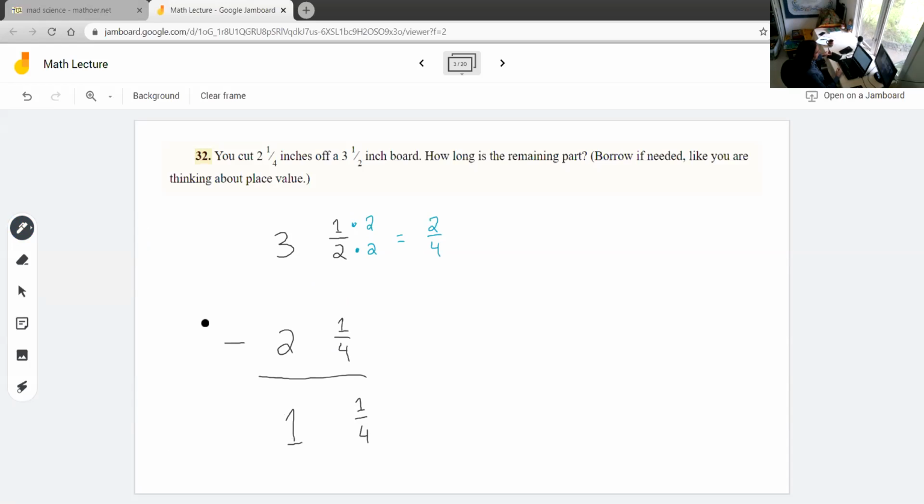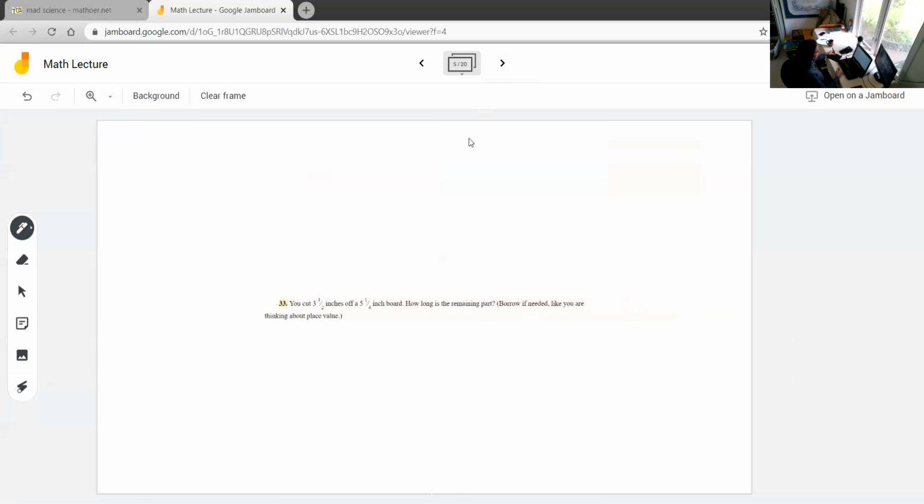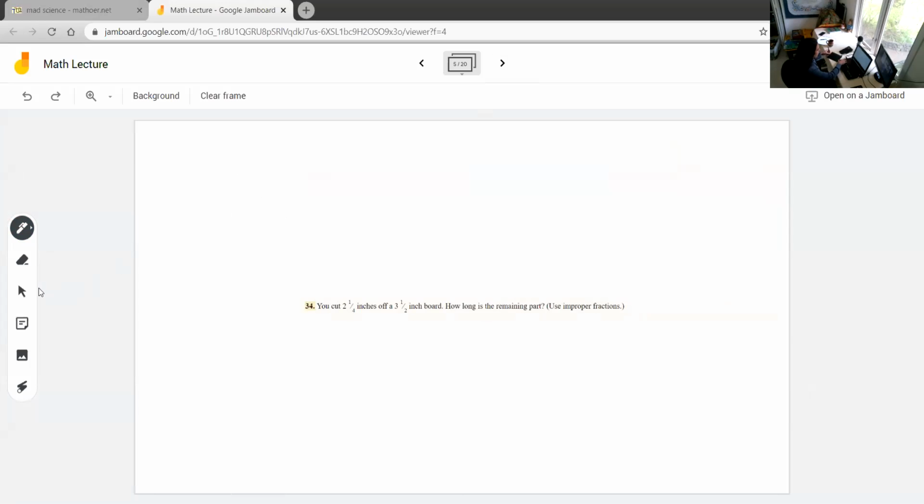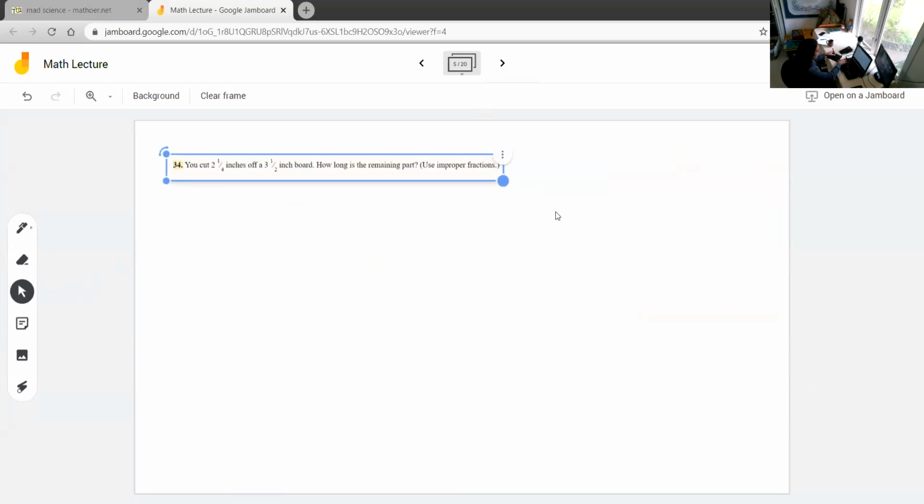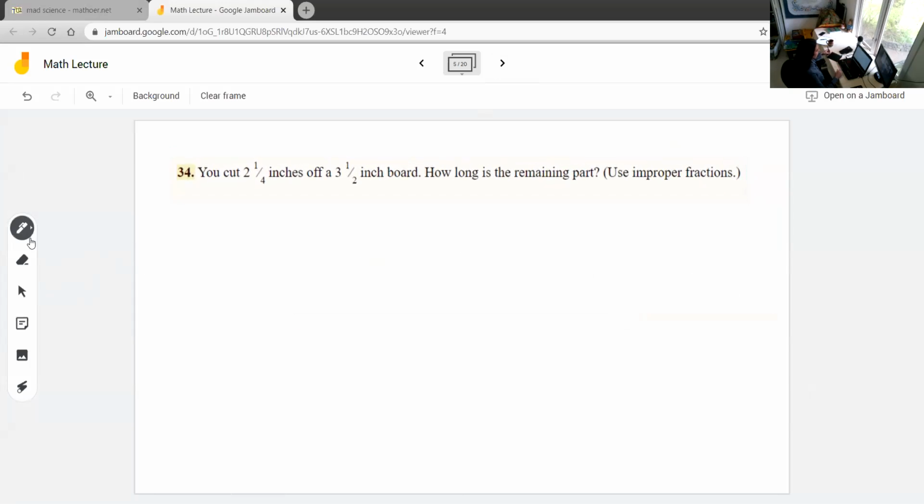Other people will say, no, that's not how my brain likes it. I'm going to do the same exact problem, but I like improper fractions. So I'm going to have 3.5 minus 2.25, and say 3 times 2 is 6, plus 1 is 7. 2 times 4 is 8, plus 1 is 9. I can't do halves minus quarters unless they have a common denominator.